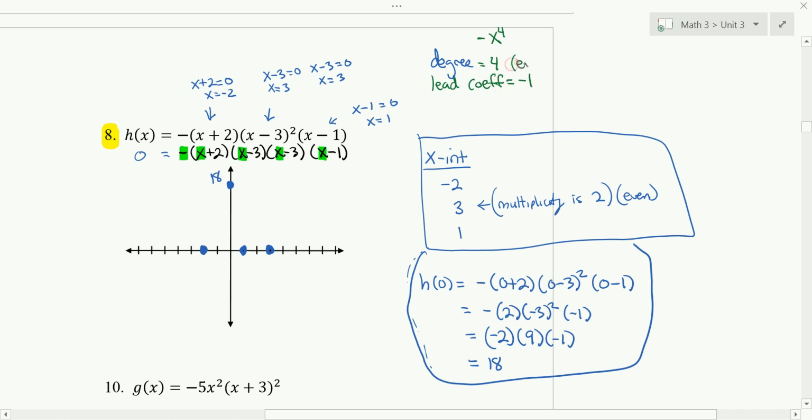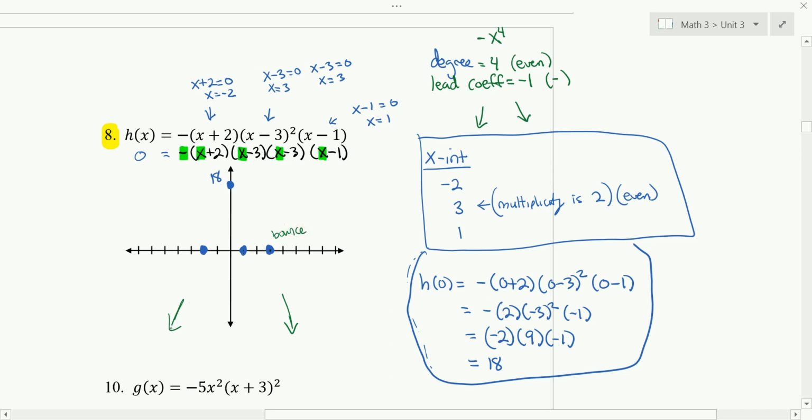Our degree is even, our leading coefficient is negative, and so that tells us that the right end of our graph points down, and so does the left, because the leading coefficient being negative makes the right end point down. Because the degree is even, both ends point down. So in my graph, right end points down, left end points down. And remember, when we hit the 3, we're going to bounce here.